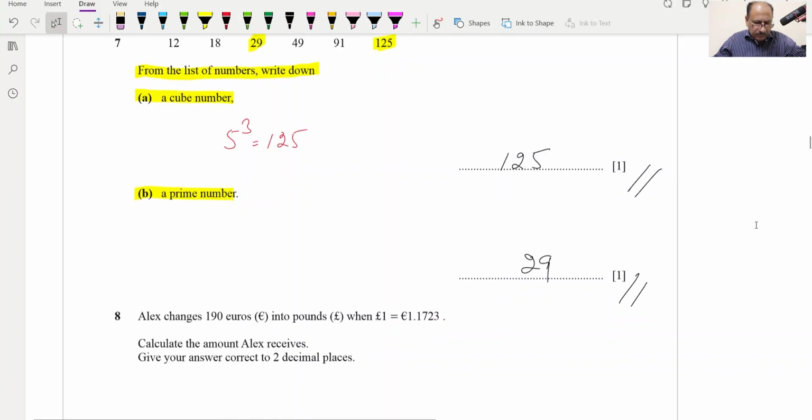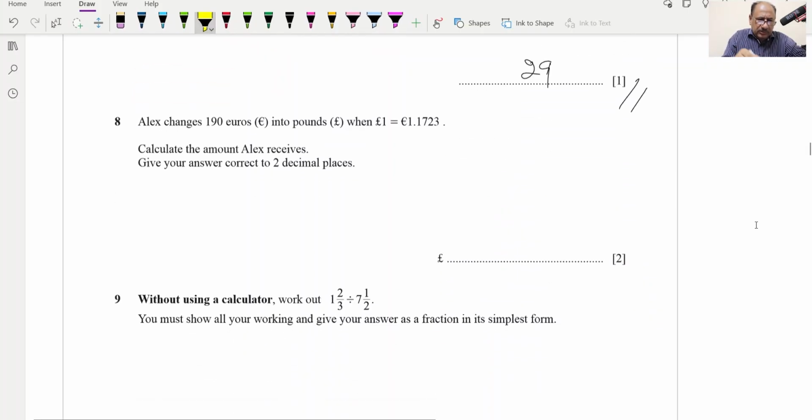Then next comes question number 8. Alex changes 190 euros into pounds when the conversion rate is provided: 1.1723 euros are equal to 1 pound. The pound is a heavier currency basically. So calculate the amount Alex receives. Give your answer correct to two decimal places.